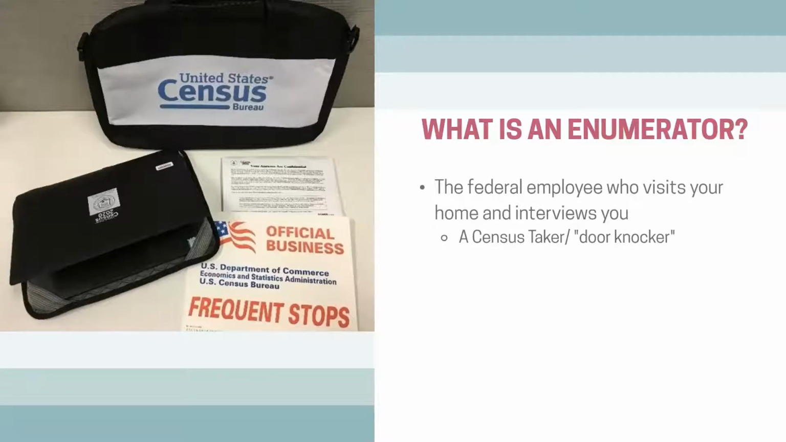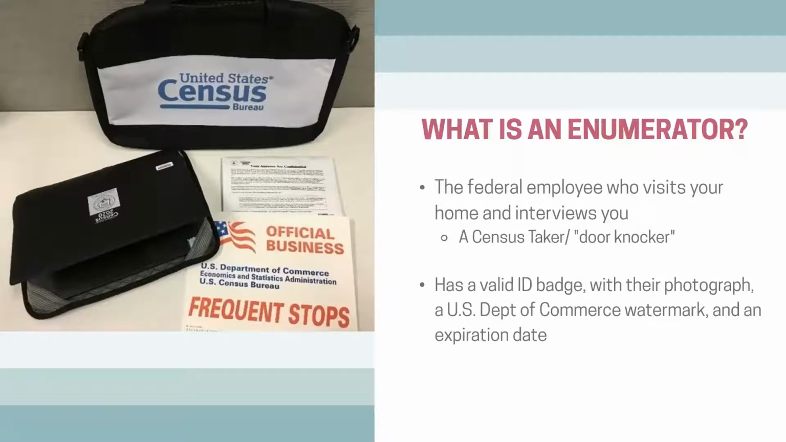This person has a valid ID with their photograph, a U.S. Department of Commerce watermark, and an expiration date, so that you can ask the person to show you their ID and you can verify that they're official. They will only ask you questions that are on the census. An official U.S. Census worker will have not only their ID, but also some of the items on the left in this photo, such as the card saying official business, some census merchandise, and that laptop.